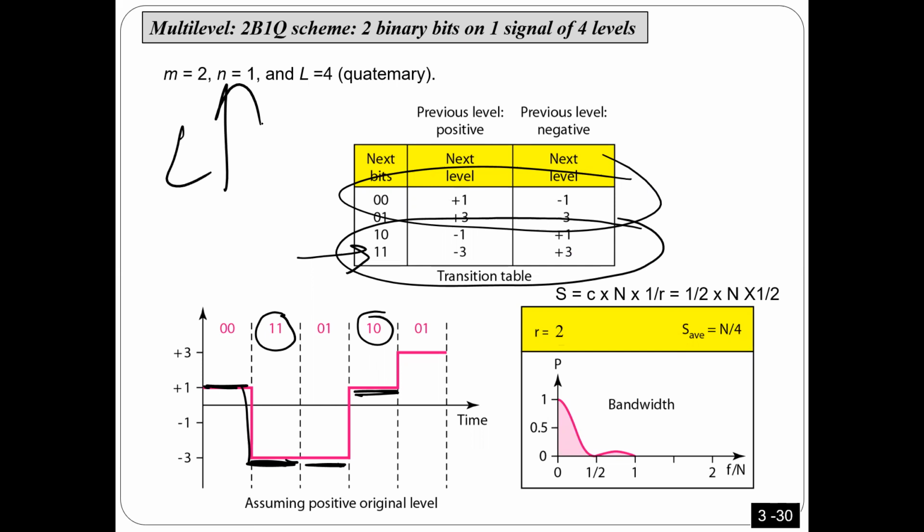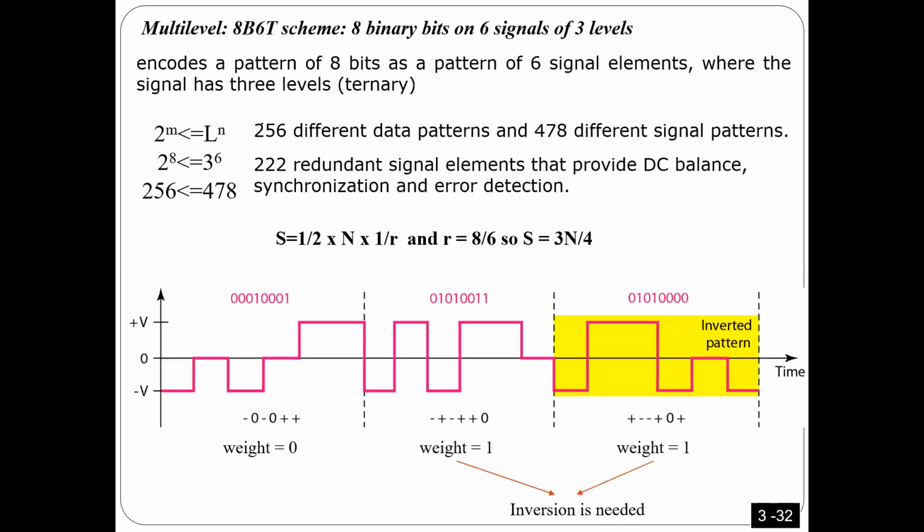Yes, because the receiver is going to find it more difficult, more complicated, to differentiate between the different levels. That's why we have a limitation on L, unfortunately, for sure. Okay? So anyway, this is, as you see, another example here.